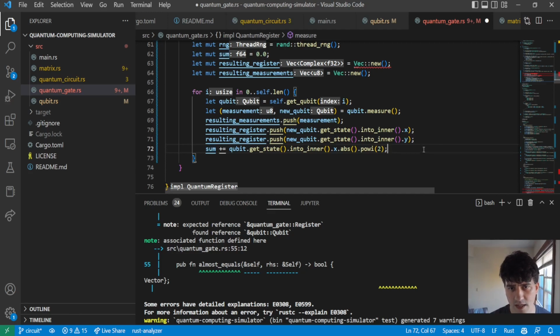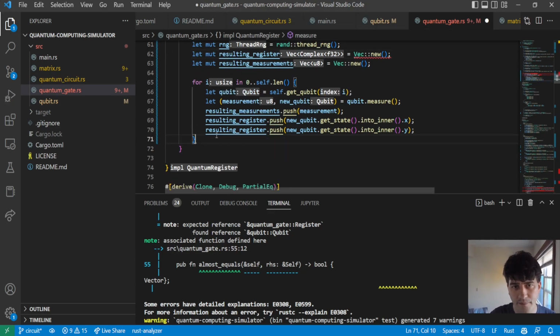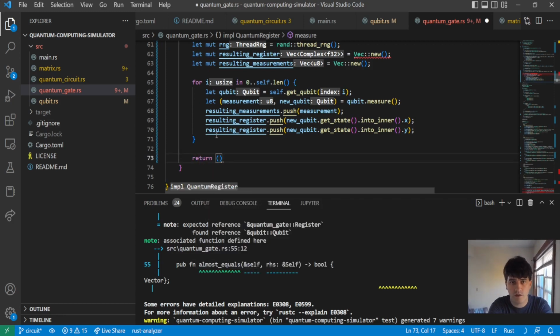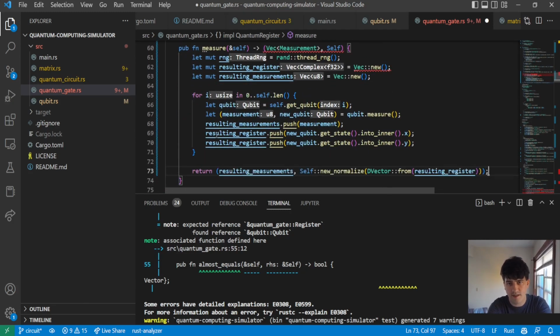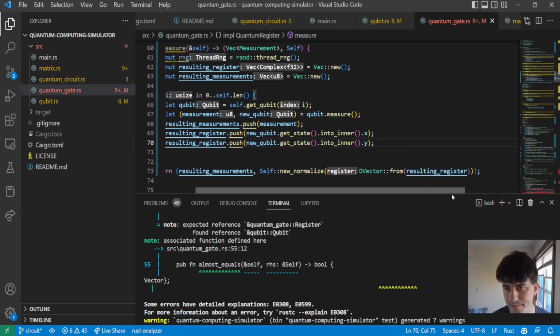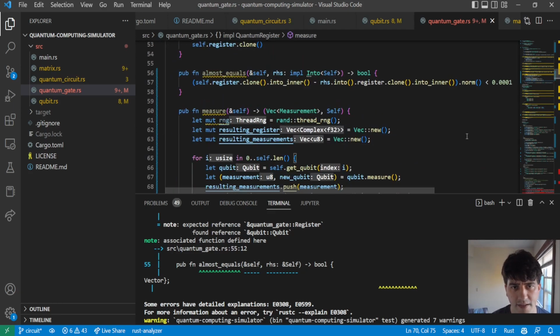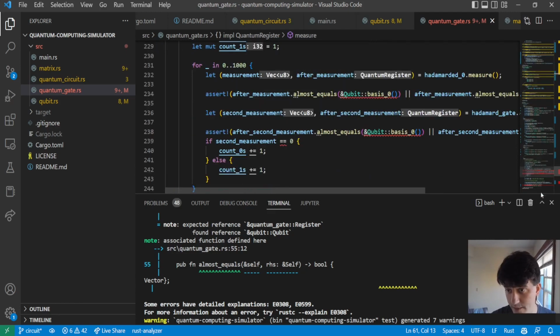We will not sum anything. I don't know what the sum is doing here. And then at the end of this, we will return the resulting measurements and a new quantum register. And it's just generalizing the idea of measuring a single qubit. Okay, I think that should work.